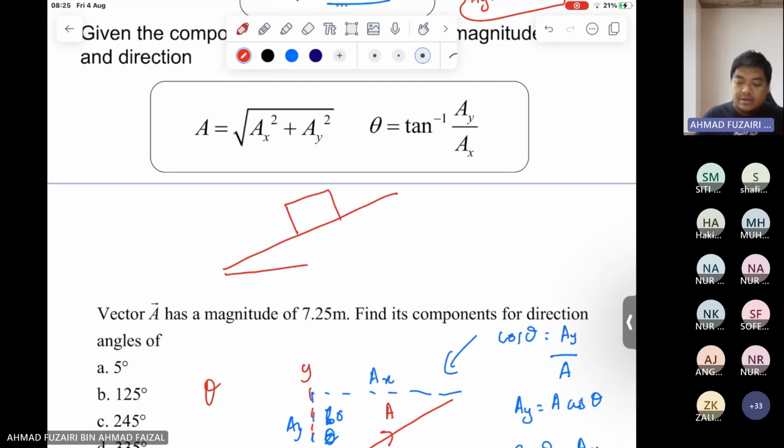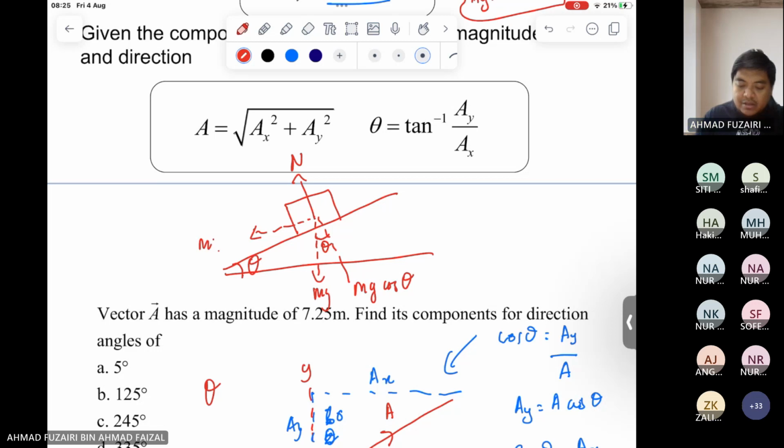Ini contoh dia ada, nanti awak akan jumpa dalam tajuk force. Bila mana nanti dekat sini mg, dekat sini ada apa. So awak akan belajar nanti. Dekat sini ada N dan sebagainya. So theta tu dia bagi dekat sini. Theta dekat sini bersamaan dengan theta dekat sini. So orang ni akan jadi apa? Akan jadi mg cos theta. Yang dekat sini jadi mg sin theta.